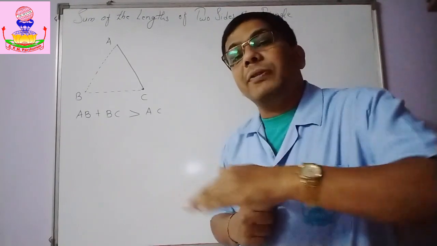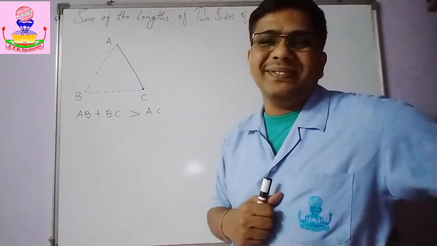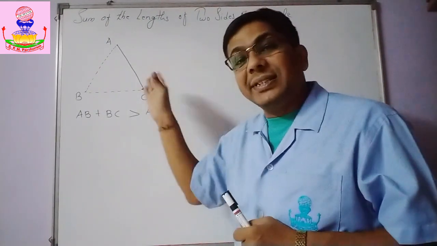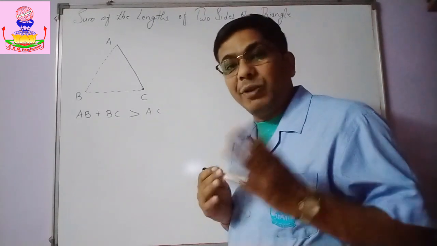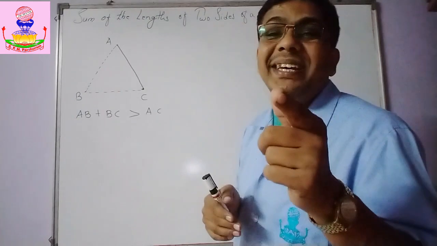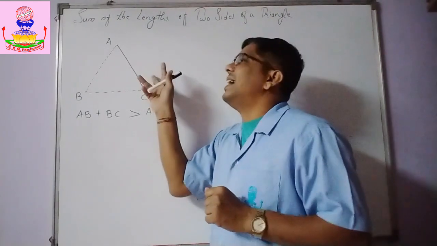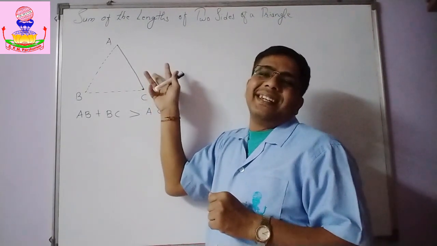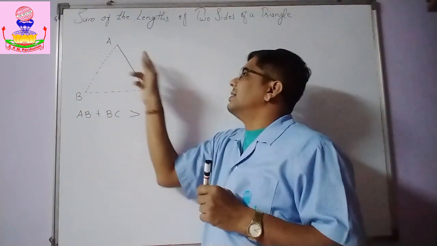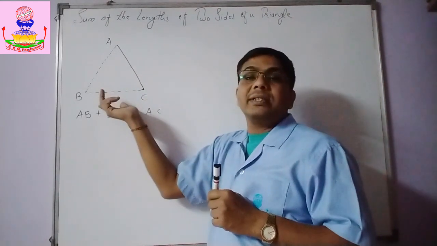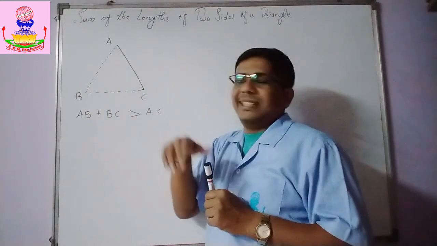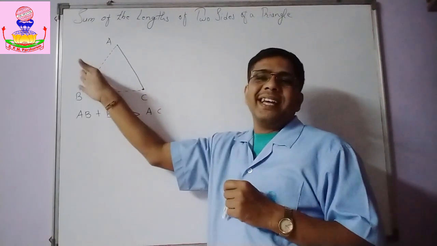Suppose if I take the difference of the two sides, then what will happen? AB minus BC. Will it be greater than AC or smaller than AC? What do you feel? Oh yes, exactly. It has to be smaller than AC. Or suppose if I say AB minus AC, it will always be smaller than BC. Or suppose if I take AC minus BC, it should always be smaller than AB.